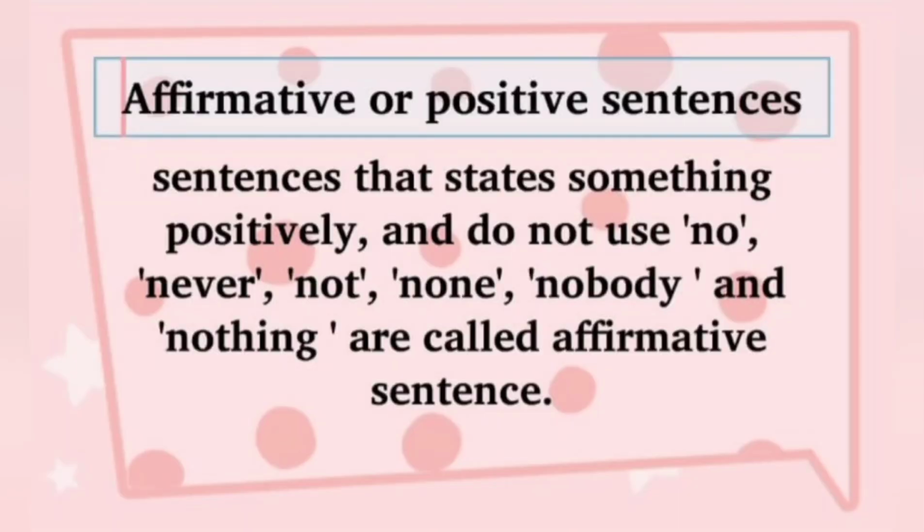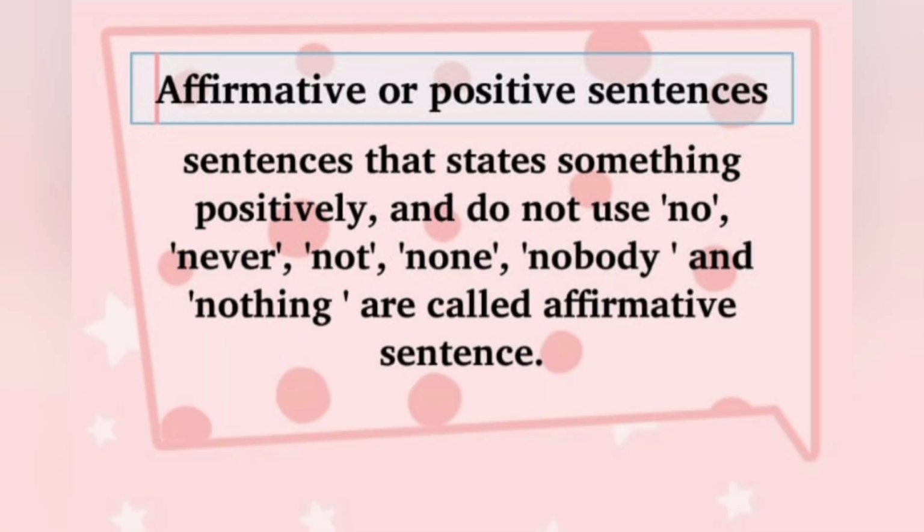So here you can see what an affirmative or positive sentence is. Sentences that state something positively and do not use no, never, not, none, nobody and nothing are called affirmative sentences. So a sentence which does not use no, never, not, none, nobody and nothing is called an affirmative sentence.